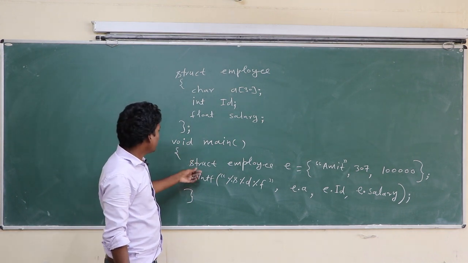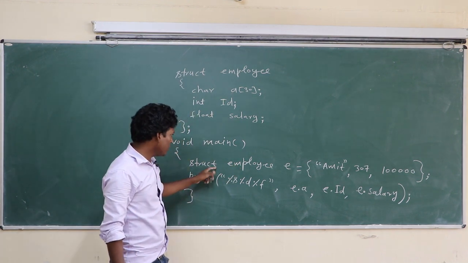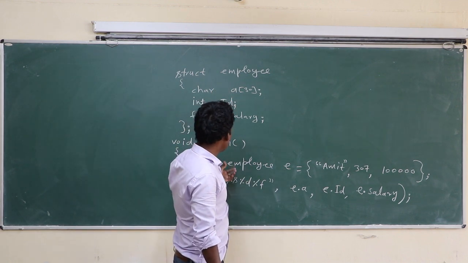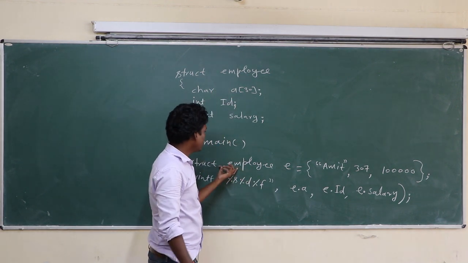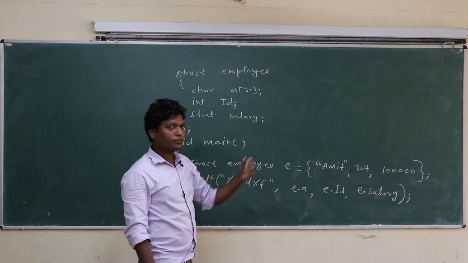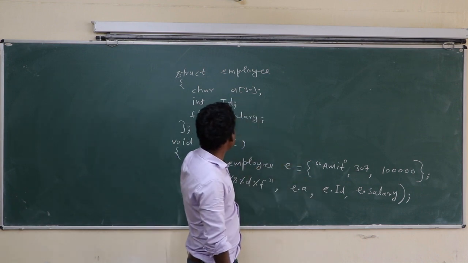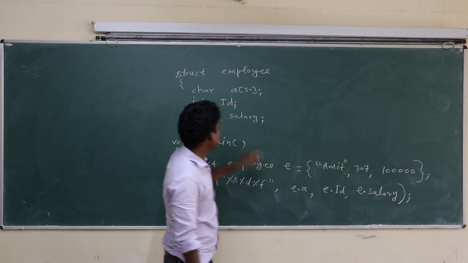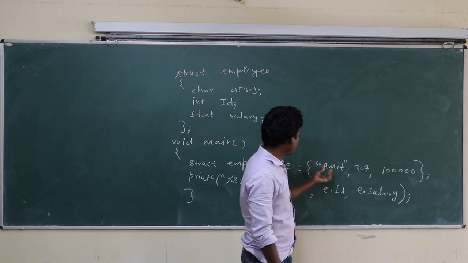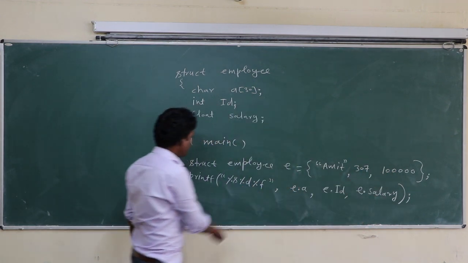So here we declare the data type struct employee. We copy this in the main. E is a variable of this structure, or you can say this data type. This is the data type, this is the variable, this is the constant, and we print them. E dot a, e dot id, e dot salary. We access these elements, and these structure elements have these values. So we can print here.